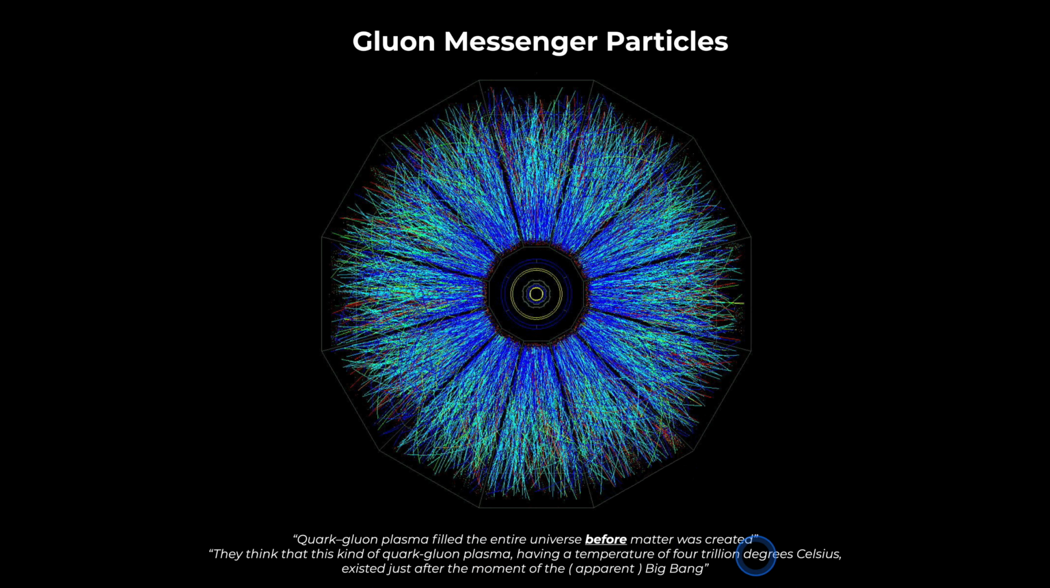Okay, so let's just take that in. These particles exist at 4 trillion degrees, a temperature we can't comprehend, and existed at the moment of the apparent Big Bang. So these particles apparently were around before there was physical matter. These little guys filled the entire universe before matter was created. Look at the shape. We have a 0 point in the center. We have 6 little sections here, and we have 12 sections on the outside. And it perfectly overlaps with Stargate maths.